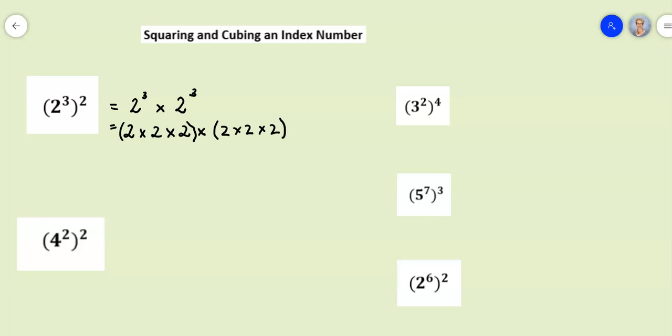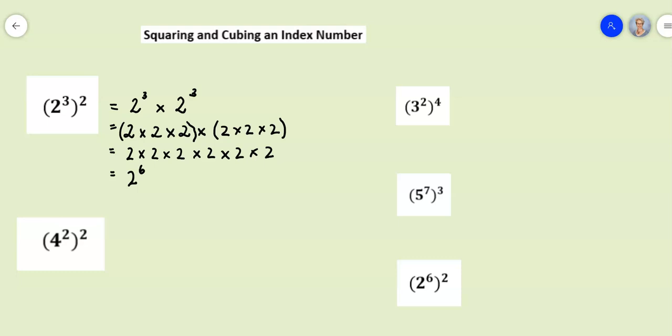Now I've put these two expressions in brackets just to show what each index number expanded looks like. But when we write it in full, we don't actually need the brackets. We've got 2 times 2 times 2 times 2 times 2 times 2. In other words, we are multiplying 2 by itself 6 times. Now we know in index form, we can write this as 2 to the power of 6.